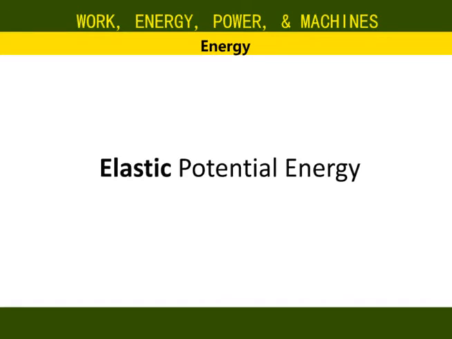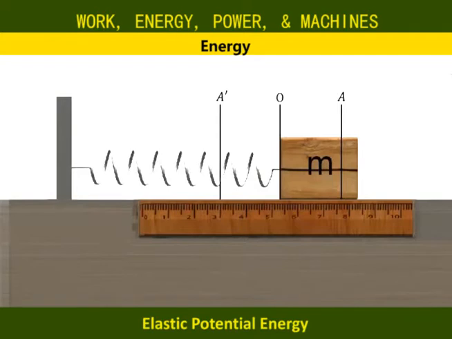Next, elastic potential energy. Now, consider a block attached to a spring placed on a smooth horizontal surface while the other end is attached to a rigid wall. The position where the spring is at rest initially is considered to be the mean position with no displacement of the spring. The spring is compressed and released. We observe the spring oscillates to and fro from the mean position. The displacement of the spring is always measured from the mean position.